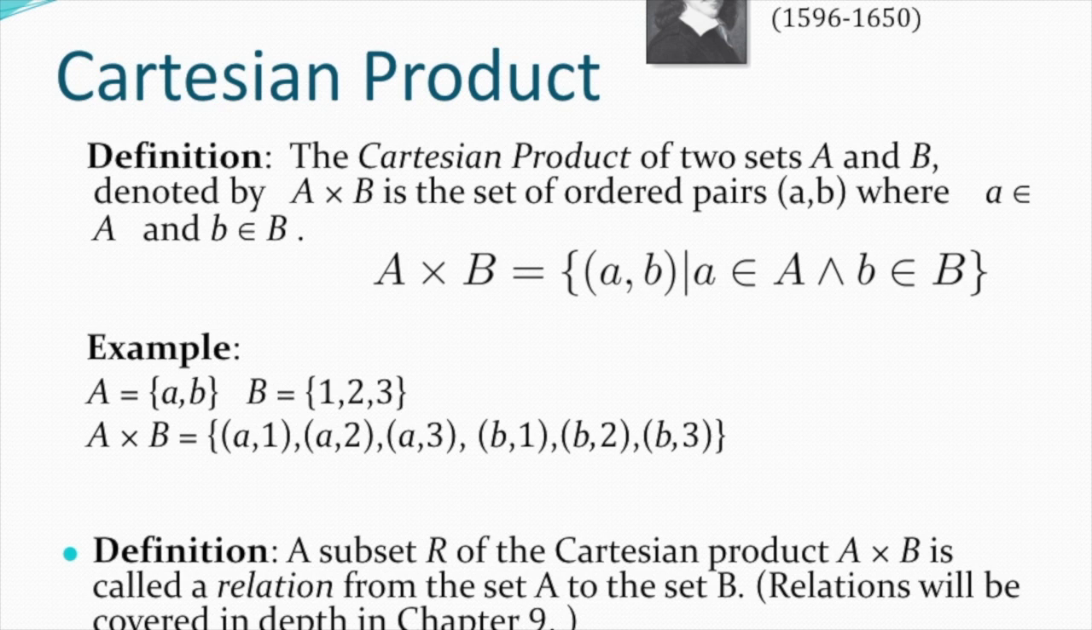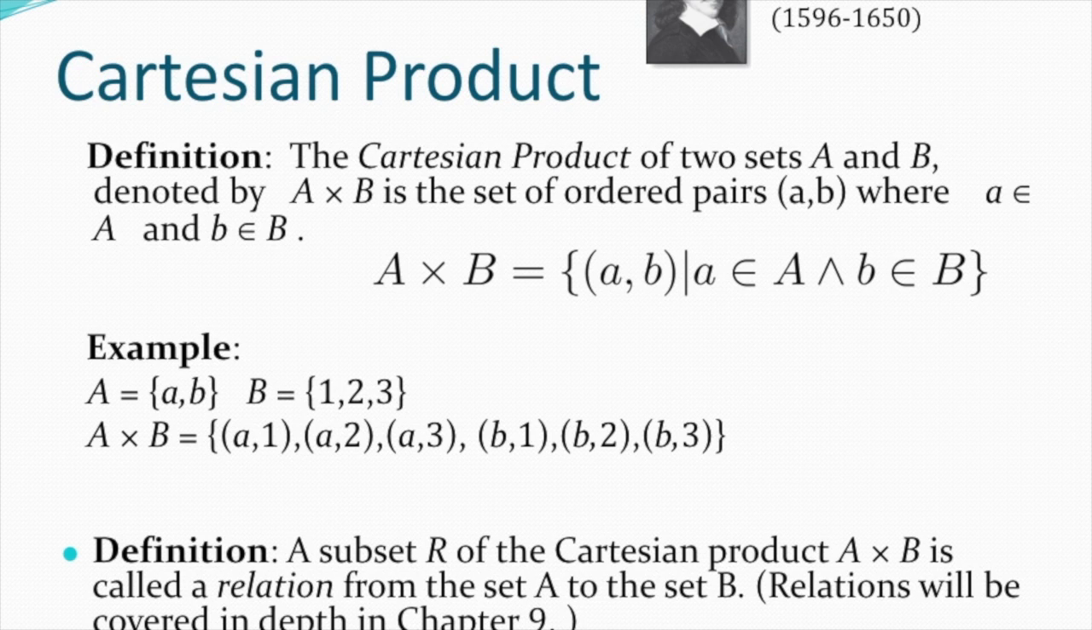Now, take an example. If you have a set capital A where we have the elements small a and small b, and we have another set called capital B, it has 1, 2, 3 as elements. Now, let me take one by one between both sets and combine them in an ordered pair. So I will take a from A and 1 from B, a from A and 2 from B, a from A and 3 from B, b from A and 1, and so on. So b1, b2, b3.